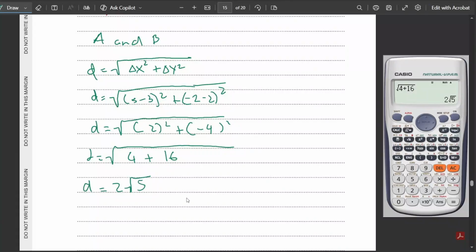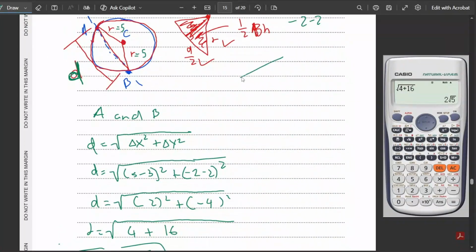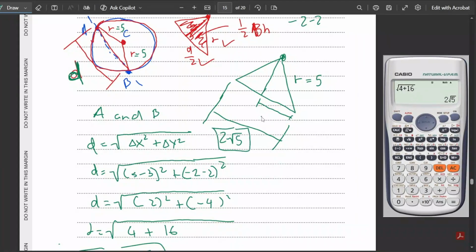2 under root 5. Now, I'm not going to round this off because this is not my final answer, and I don't want to lose accuracy over here. So I'm going to keep it in this form. So if I draw out the triangle, this length is r, which is 5. This entire length was d, which was 2 under root 5. And so this length right here would be d divided by 2. If I divide this by 2, I'm just going to get under root 5. And I have to find this height.